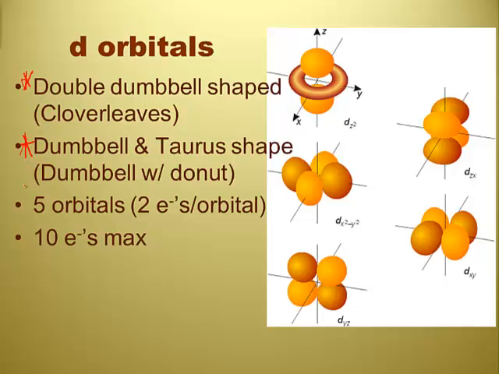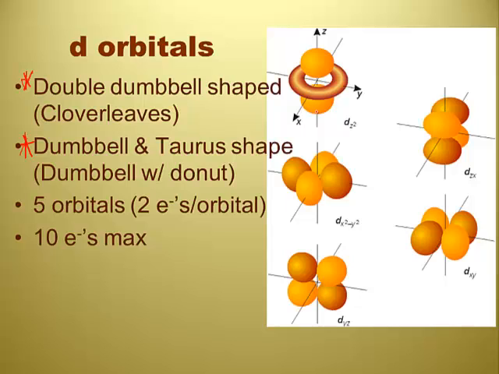Okay. There's 5 orbitals, 2 electrons each, maximum. So I could hold up to 10 electrons. So let me get this straight. s, there's 1 orbital. p, there's 3. d, there's 5. So far, we're using odd numbers. 1, 3, 5.